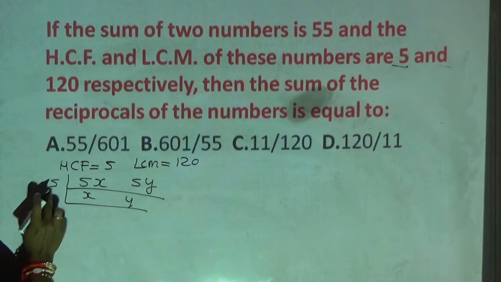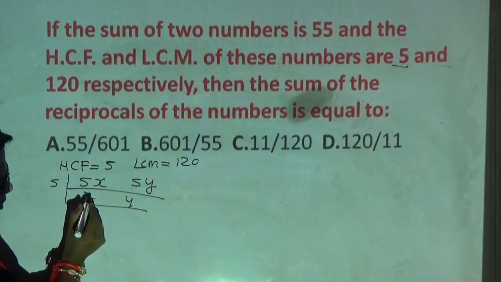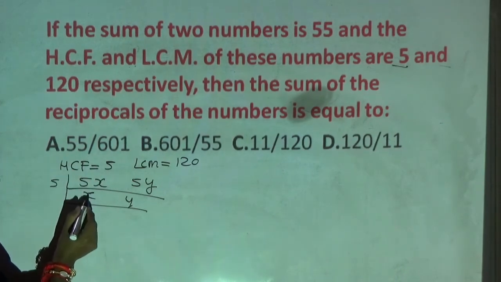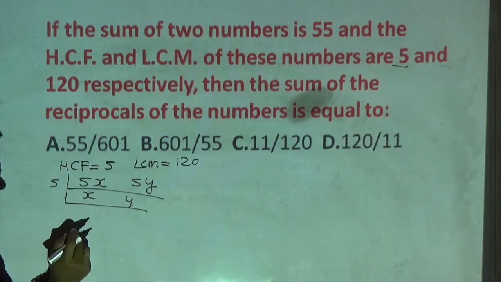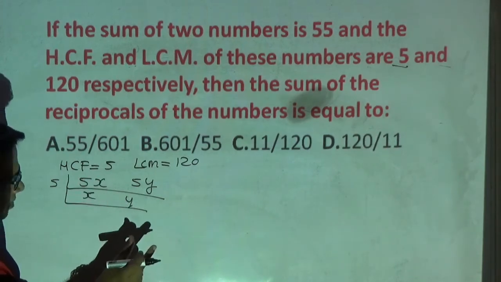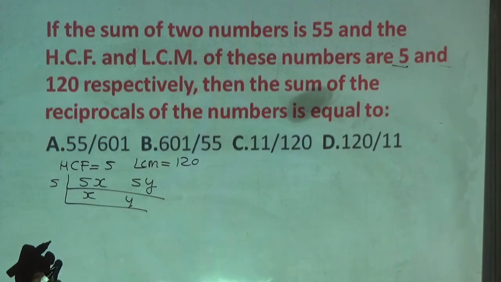Therefore, what is your HCF? HCF is 5. I know that after taking HCF, the remaining factors are co-prime because further I cannot divide; this cannot be divided by a single common number. Therefore, x and y are co-prime. Now, please observe here.